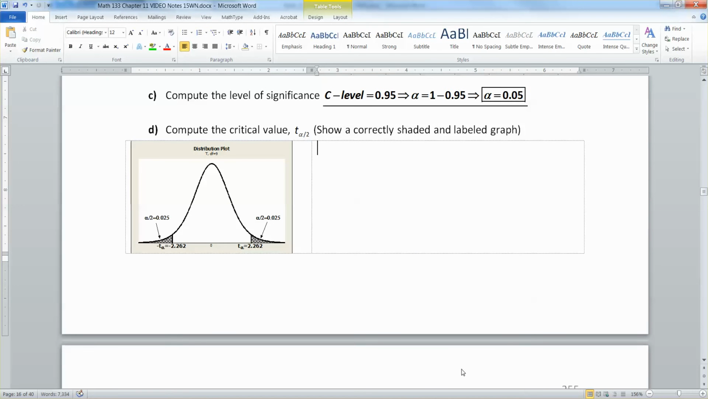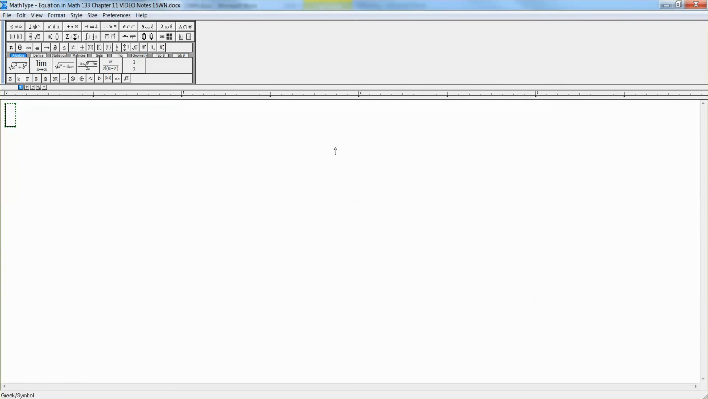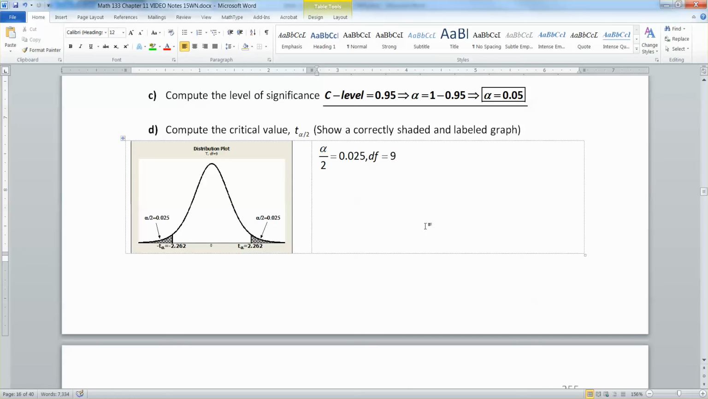Okay, so I drew a t curve with degrees of freedom 9. And then to find the critical t values, you're going to need alpha over 2. So your first mission in life is to find that, which is alpha over 2, which would be 0.025. And then remember that your degrees of freedom is equal to 9.